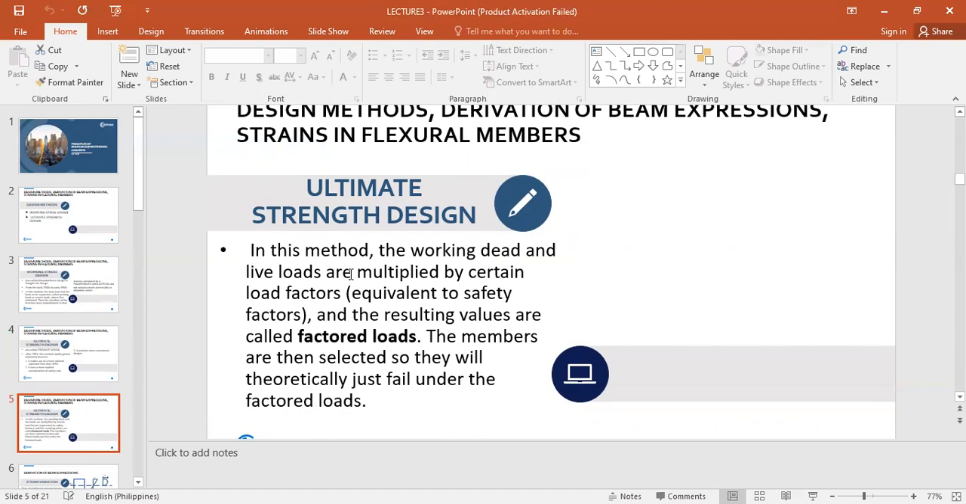In this method, the working dead and live loads are multiplied by certain load factors. These load factors refer to the safety factors, and the resulting values are called the factored loads. The members are then selected so that they will theoretically just fail under the factored loads.